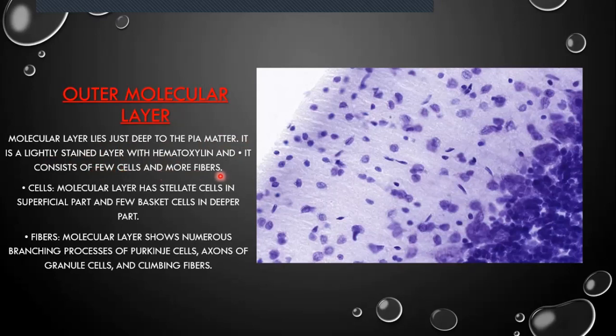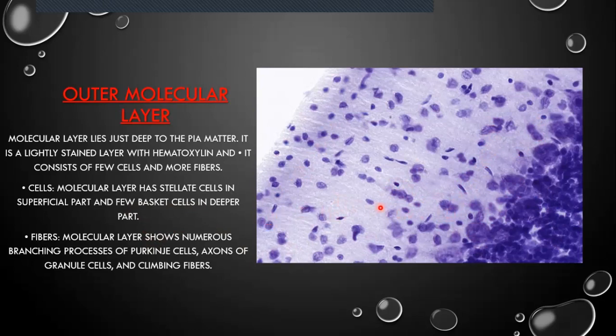Okay. Now, what are the cell types in the outer molecular layer? You find two cell types. Now, the molecular layer has stellate cells on the superficial part. So, if this is the superficial part, here you find stellate cells. Then in the deeper part, we'll have the basket cells. So the basket cells will be somewhere near here. Now this is a Purkinje cell here. Then this is your inner granular. So this is your outer molecular. So in the deeper parts of the outer molecular layer, you find the basket cells.